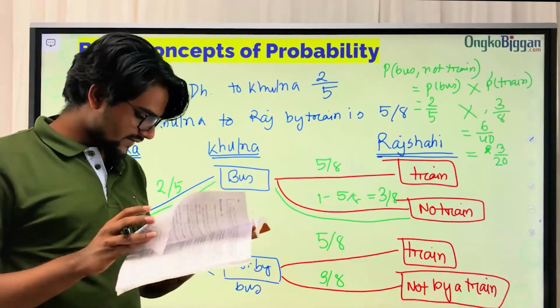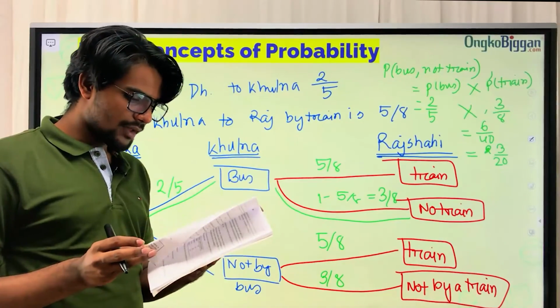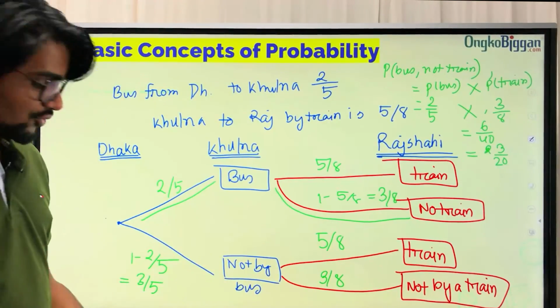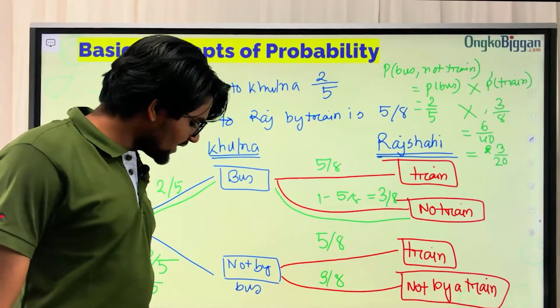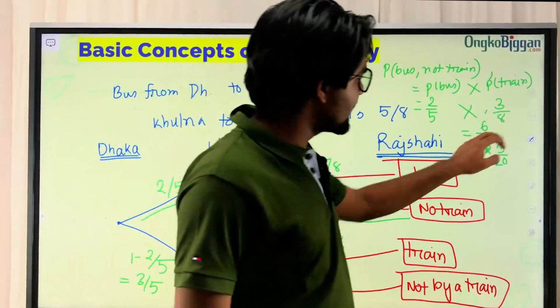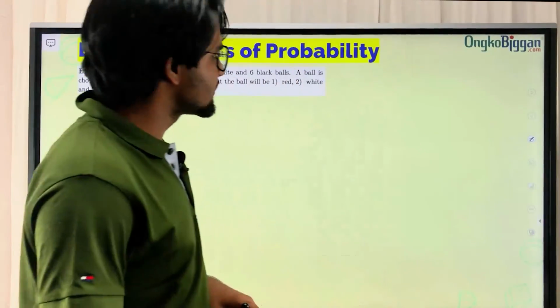I guess I have completed the basic idea of the probability tree. Now I will do some small maths for you guys so that you can easily understand some examples.